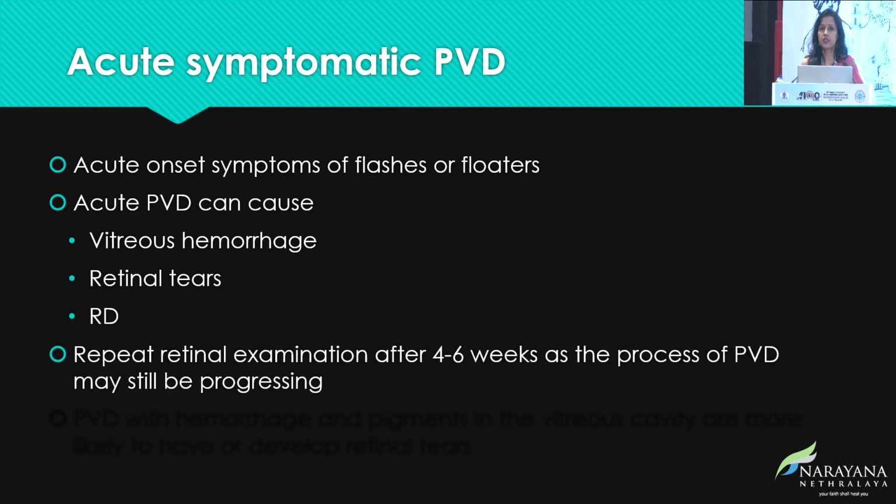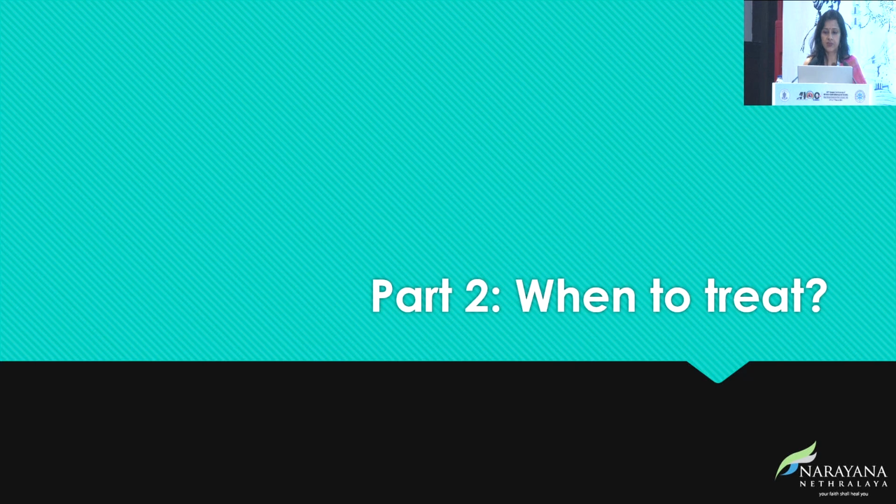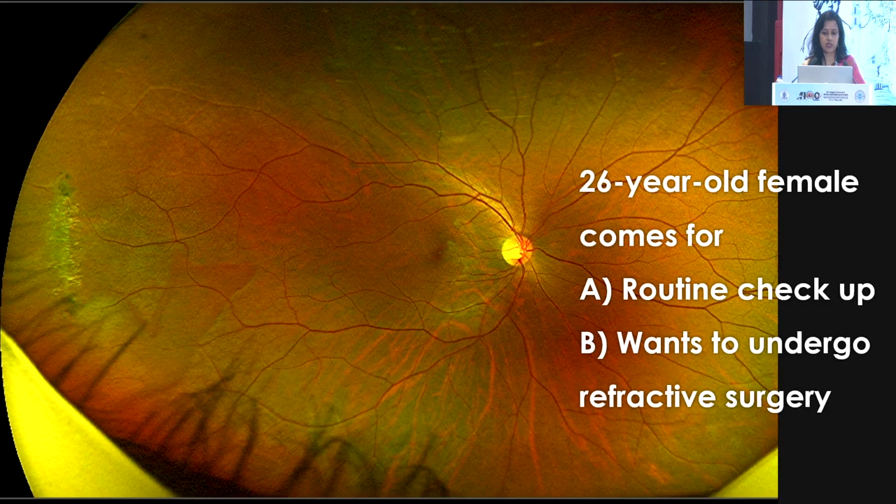But you need to repeat the examination 4 to 6 weeks later, especially if you don't see any lesions, because the PVD can take that long to complete its process. And when you see PVD with hemorrhage or pigments, they are more likely to have developed a retinal tear. So you have to wait for the hemorrhage to resolve and laser these patients as soon as possible. So when do you treat these patients? Let's look at an example.